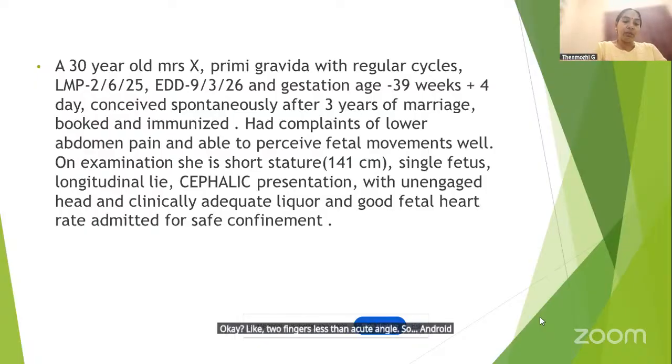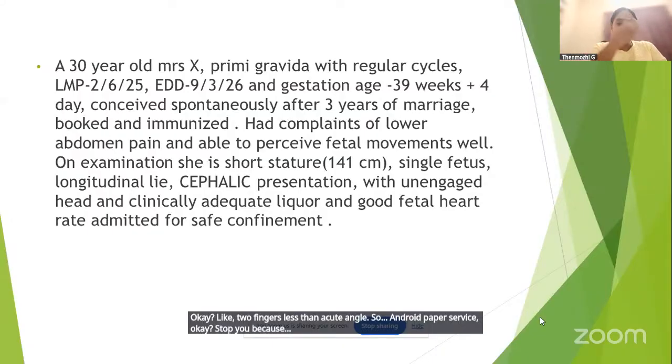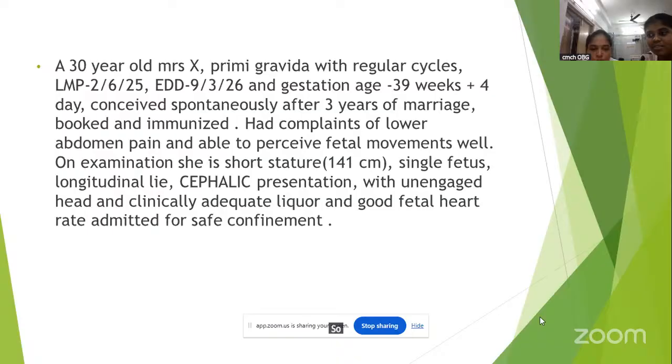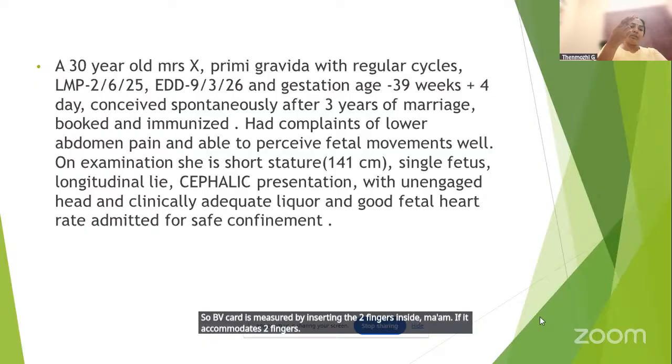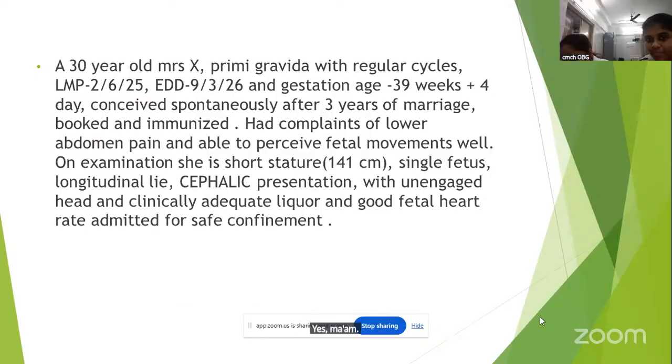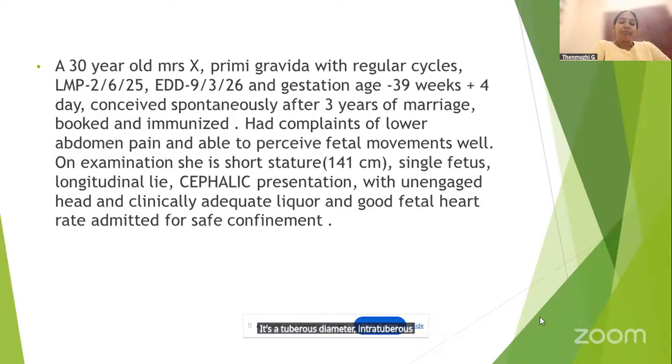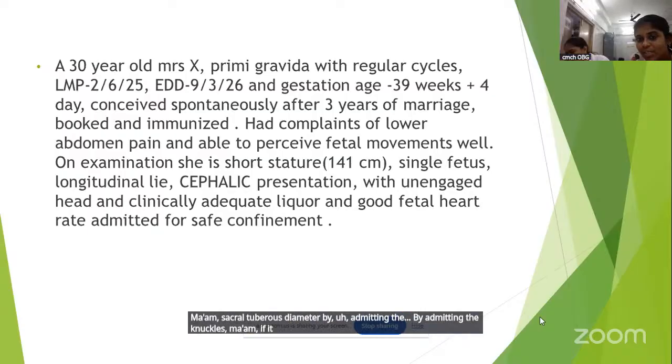Android type of pelvis. The subpubic arch is measured by inserting the two fingers inside, ma'am. The subpubic arch should accommodate two fingers. Outlet diameter, intertuberous diameter, is measured by admitting the knuckles, ma'am. If it admits 4 knuckles, then it is adequate, more than or equal to 10 centimeters. If it does not admit 4 knuckles, it is said to be contracted, ma'am. If it is less than 8 centimeters, then it is said to be a contracted pelvis at the level of the outlet, ma'am.